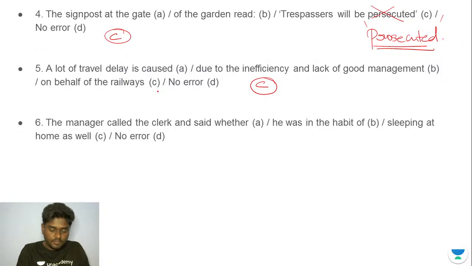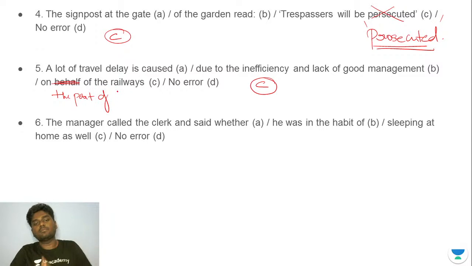On behalf of means speaking or acting for someone else. Okay, you're doing something for someone else, you use the term on behalf of. But here, the railway is the sole authority and reason for this travel delay and inefficiency, right? So definitely this on behalf of can be replaced with a better replacement as on the part of the railways. So the error is with option C.